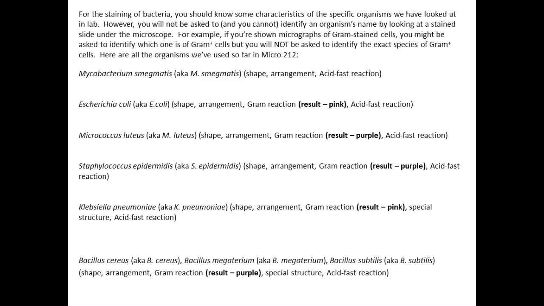E. coli, this one is rod-shaped. Does it have an arrangement? No, it's singular. They don't really stay together in particular arrangements. If you did the gram stain on it, it would come out pink, so therefore it is gram negative. I have acid fast on here to really drive home the point that the only one that's acid fast on this list is the first one, the mycobacteria. All the rest are going to be what? If you were to stain them, non-acid fast, or acid fast negative.